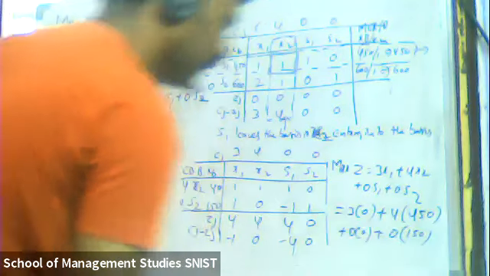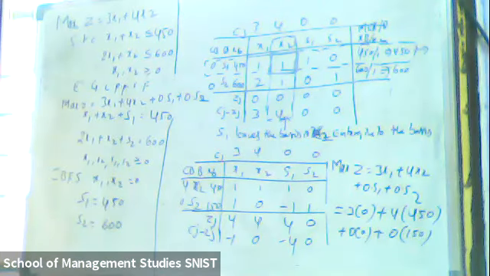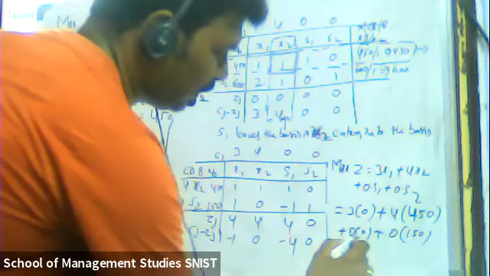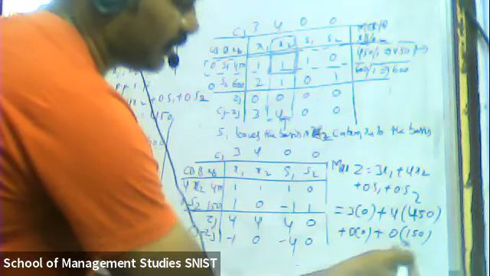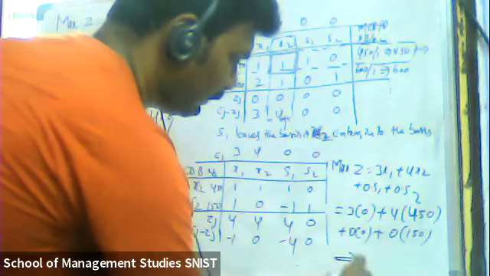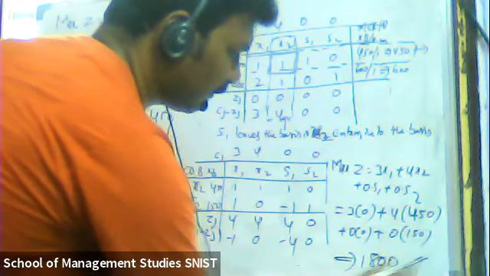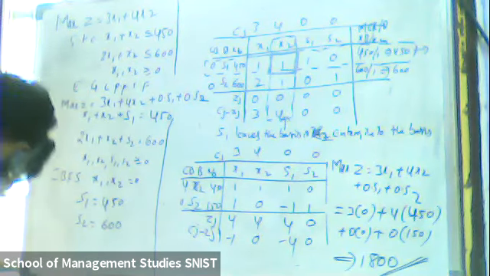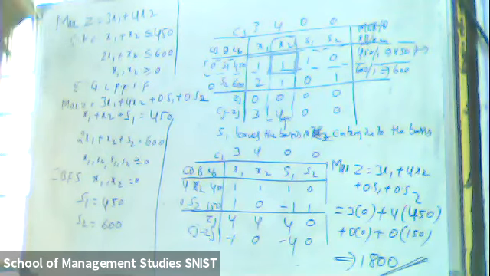So now 3 into 0 becomes 0. 4 into 450 is 1800. Plus 0 into 0 is 0, plus 0 into 150 is 0. So our answer is 4 into 450, which is 1800. That's it. Do you have any questions? Please ask me.